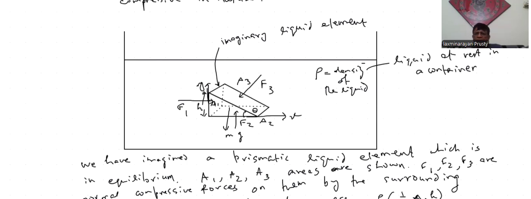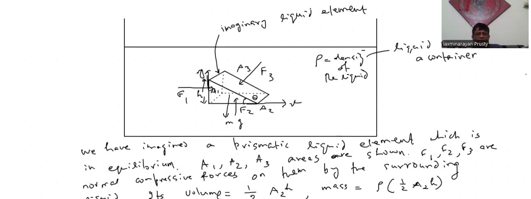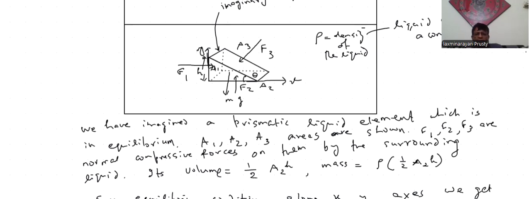The liquid being in equilibrium means net force in all three directions x, y, z should be 0. So this vertical area is A1, horizontal base area is A2, and slant area is A3, and the slant area makes an angle theta with the base. Are you observing this? And the height of this prismatic element is h. So what is the volume of the prism? Quickly come out with the answer. It's a basic geometrical question, high school level.